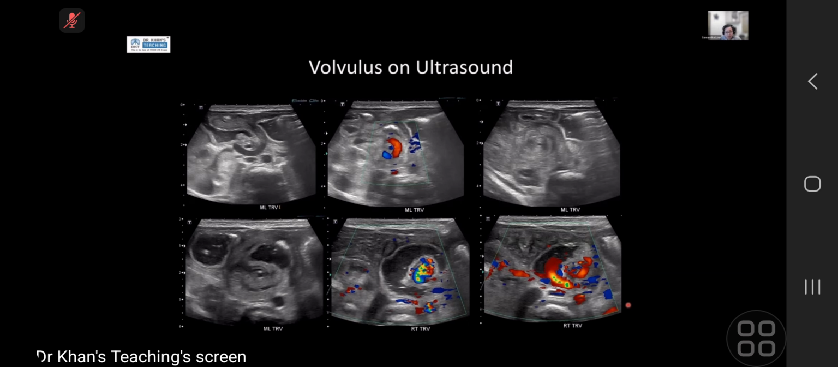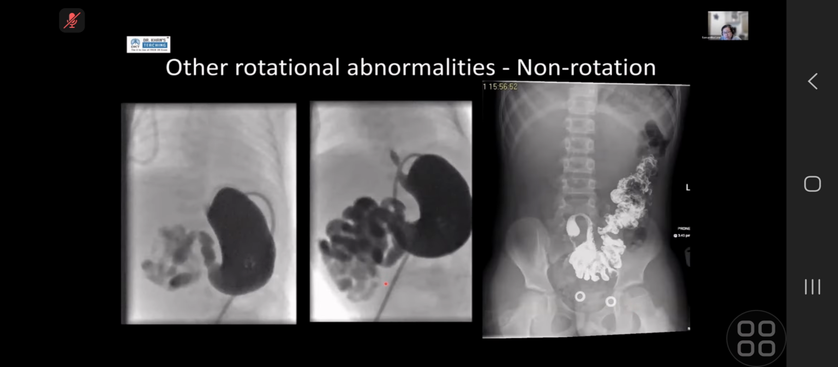Okay, so when we talk about this, we also need to talk about other rotational abnormalities. As I said, in one where you've done the 90 degrees anti-clockwise, but you haven't done the full rotation of 180, you get non-rotation. So all your small bowel is on your right and your colon is on the left. So an example of that, your cecum is not really in your right iliac fossa, but kind of in the midline.